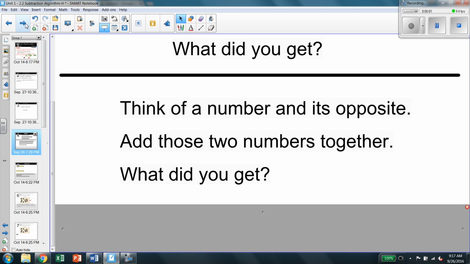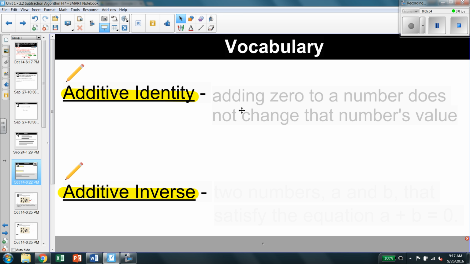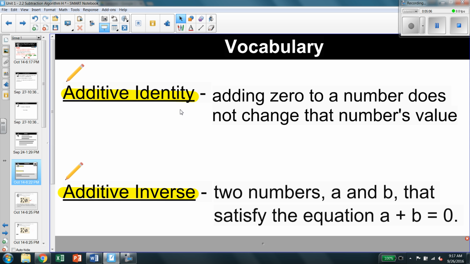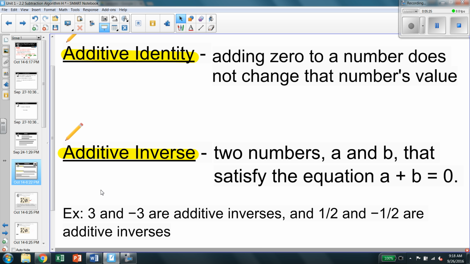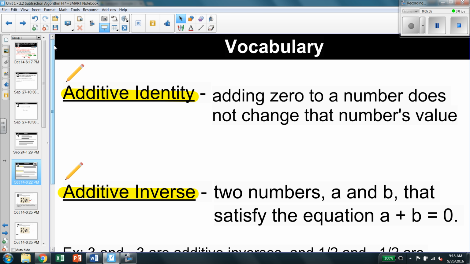These two situations show us these identity properties. Additive identity: when you add 0 to a number, its value doesn't change. Additive inverse: two numbers, let's use A to represent one number and B to represent the other, that satisfy the equation A plus B equals 0. That only happens when you have two opposites. So 3 and negative 3 are additive inverses; when you add them together, you get 0. Positive 1/2 and negative 1/2, put them together, you get 0. There you go.